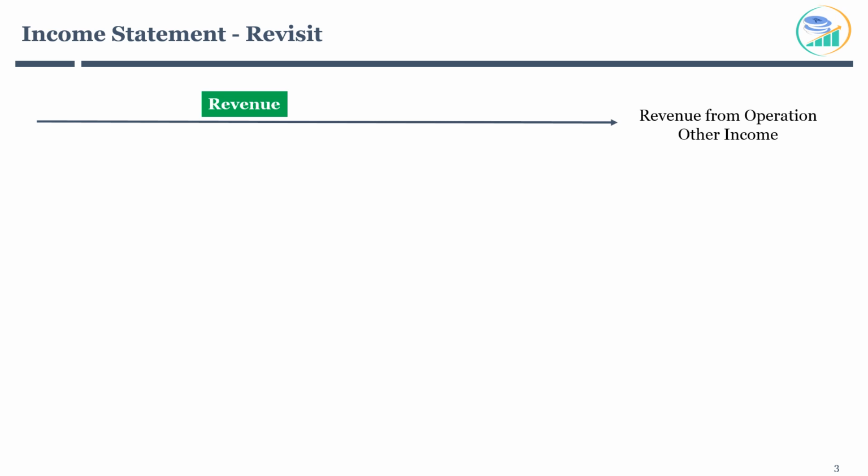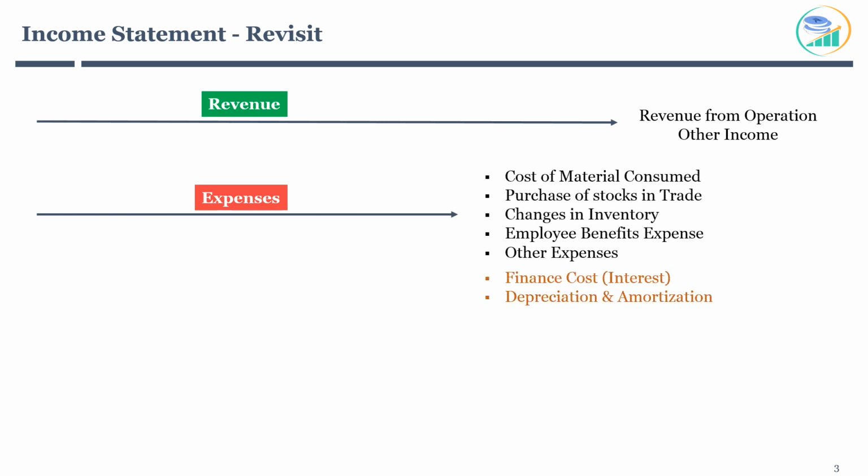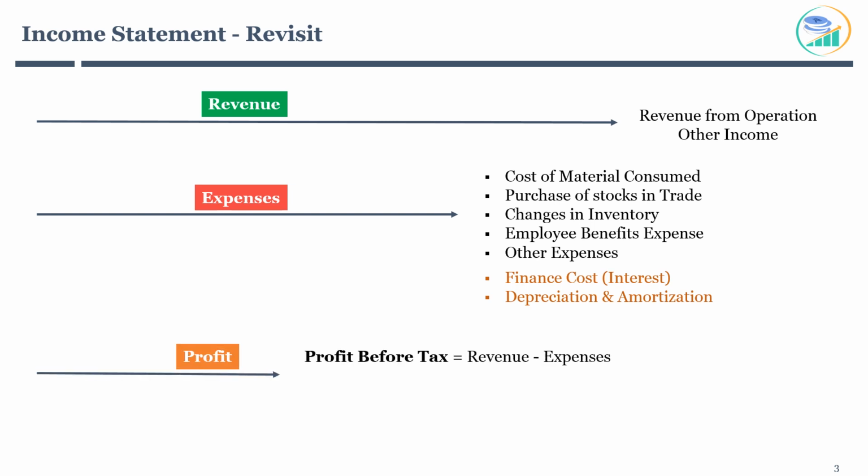The next line item is expenses. The expenses are classified under several line items. It is the expenses associated with manufacturing and selling products or services. The next line item is profit. Profit before tax is calculated as total revenue minus total expenses. Next line item is net profit or profit for the year. You arrive at the net profit after deducting all the applicable tax from profit before tax. Now it's time to understand profit margin.